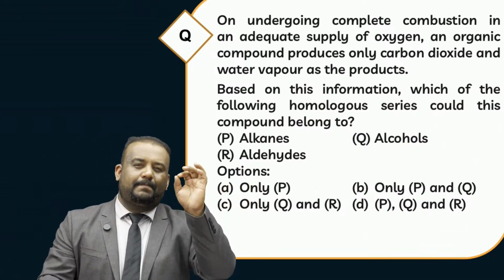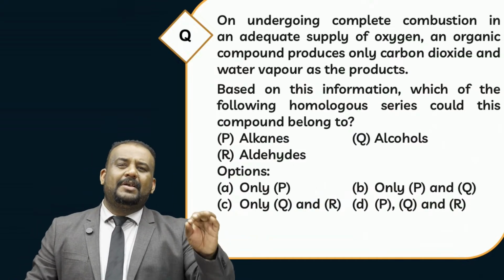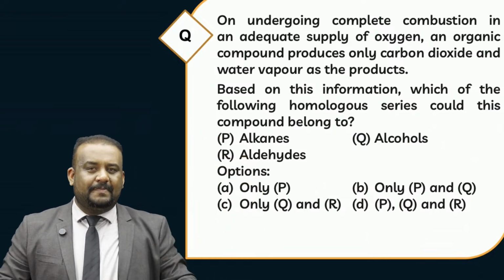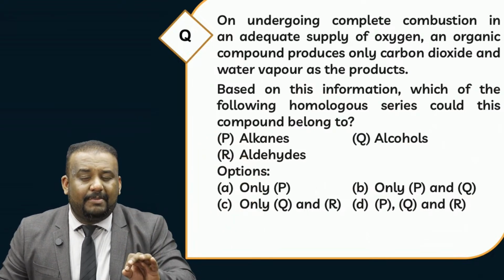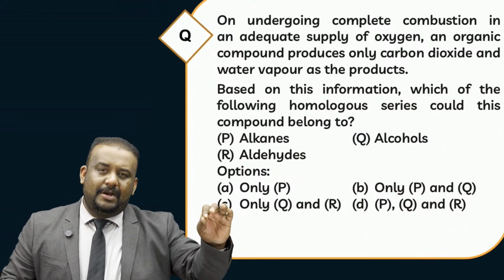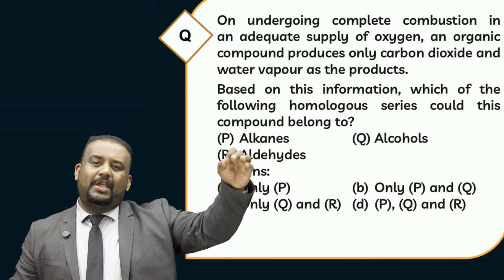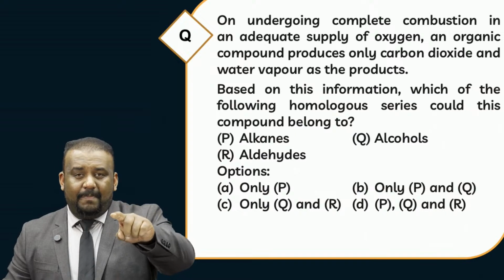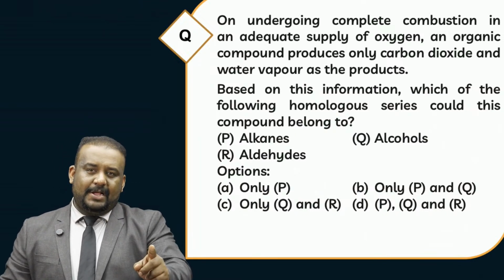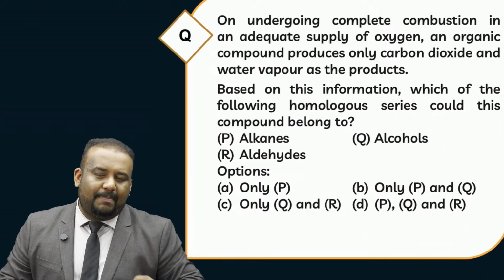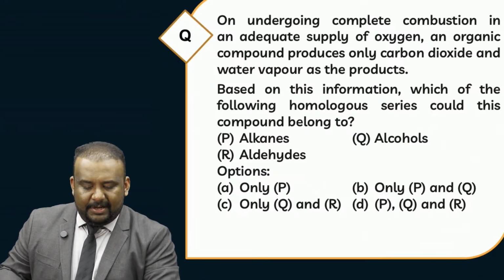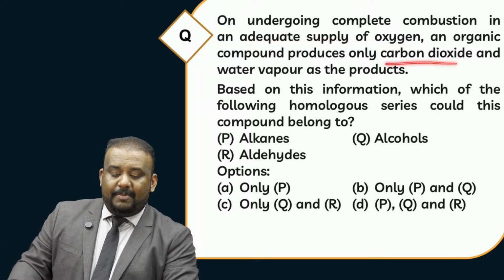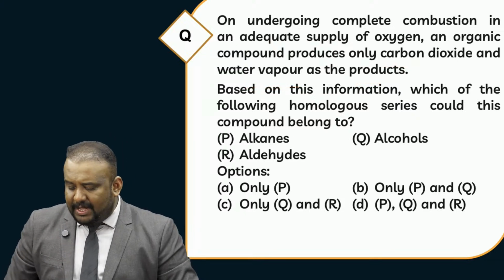You know that saturated hydrocarbons on combustion with adequate supply of oxygen will release carbon dioxide, water and energy. Unsaturated hydrocarbons will burn incompletely with a sooty yellow colored flame. But there is one point to remember: even saturated hydrocarbons will produce smoke if oxygen is a limiting factor, if oxygen is not present adequately. But that condition is ruled out here because they said adequate supply of oxygen is there. So they are asking in which case you get carbon dioxide and water vapor as the product. Okay, what do you think is the answer?